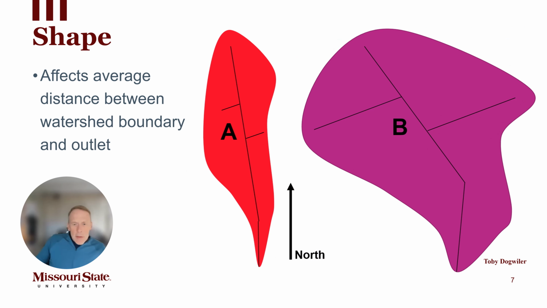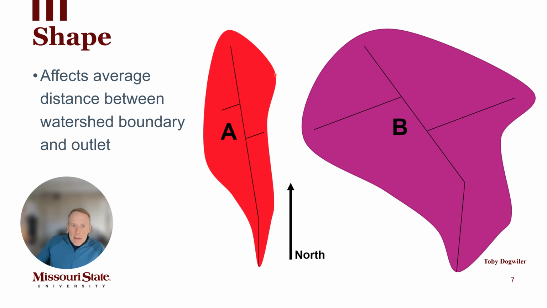Okay, the shape. So we talked about shape before, but it affects the average distance between the watershed boundary and outlet. So in watershed A here, we have a watershed. You can see there's really no point in this watershed that's all that far from a stream channel, the black lines being the stream channel.